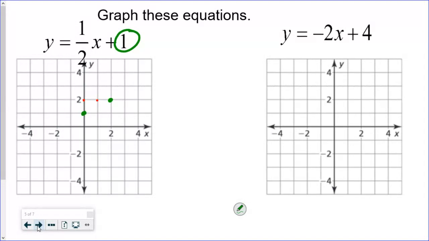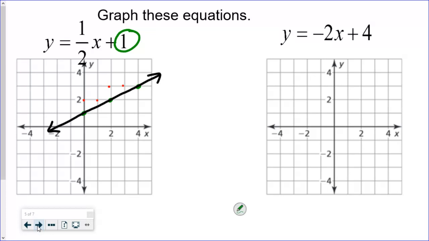You go from point to point. Then again, rise 1, run 2, and this is my next spot. So when I draw the line, it's through those green ones. The other ones were just my counting. Okay, I like to see at least 3 points if possible on any grid.